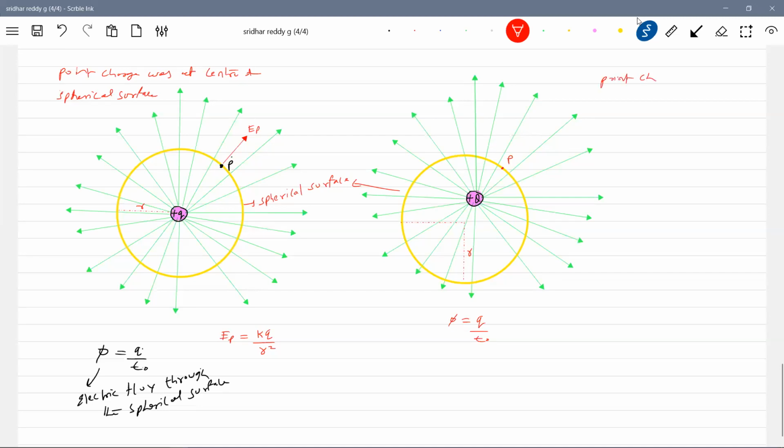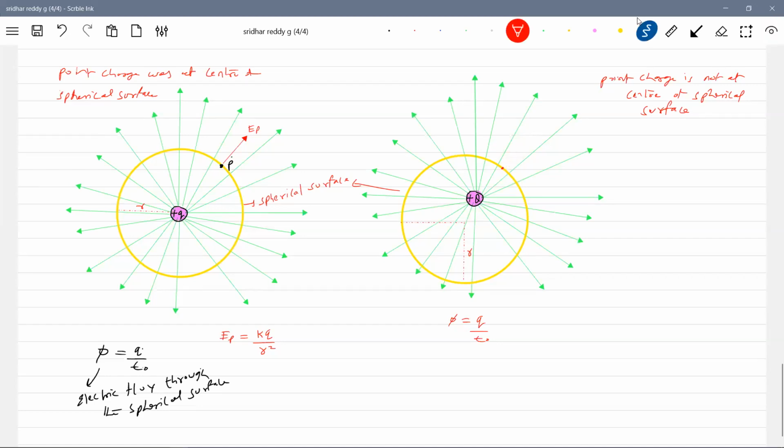Now what about the point charge? The point charge is not at the center of the spherical surface. What about the electric flux? Still it is Q by epsilon naught only, irrespective of whether the charge is present at the center or not at the center. What about the electric field strength?